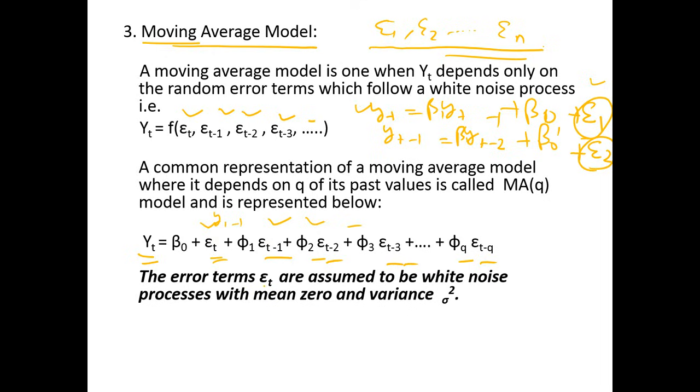And remember that these epsilon t's are assumed to be white noise. That means if you take the mean of epsilon t, it should be 0, and if you take the variance of epsilon t, it should be a constant. So it is 1, or it is a constant value. It doesn't change over time.